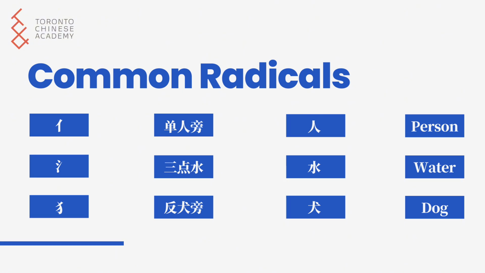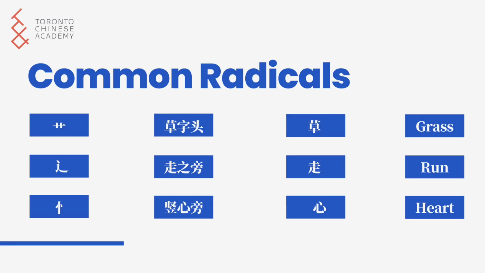The third radical on the bottom is called 反犬旁. It is associated with the character 犬, which means dog. So a lot of the characters with this radical have something to do with dogs or animals. The next radical at the top is called 草字头. It is derived from the character 草, which means grass. So a lot of the characters with this radical would have something to do with grass or vegetation.